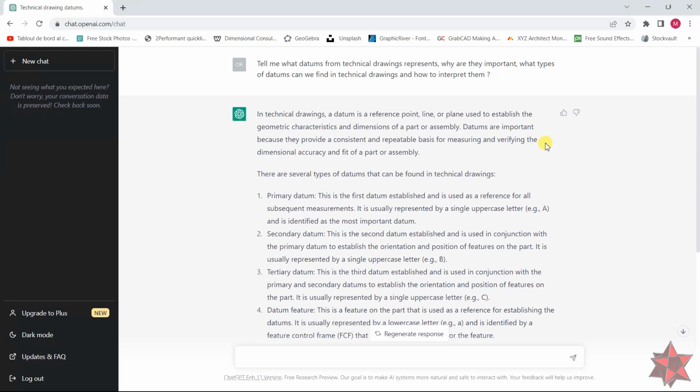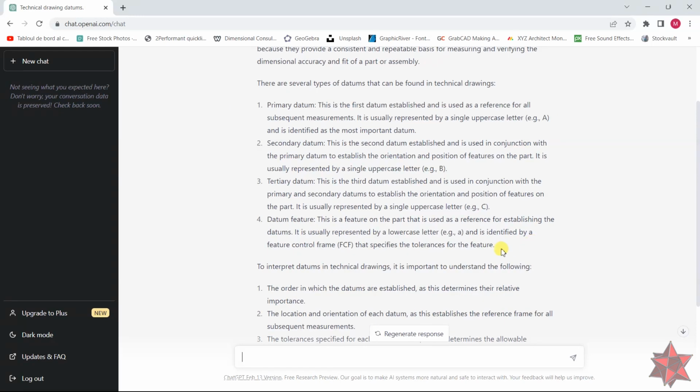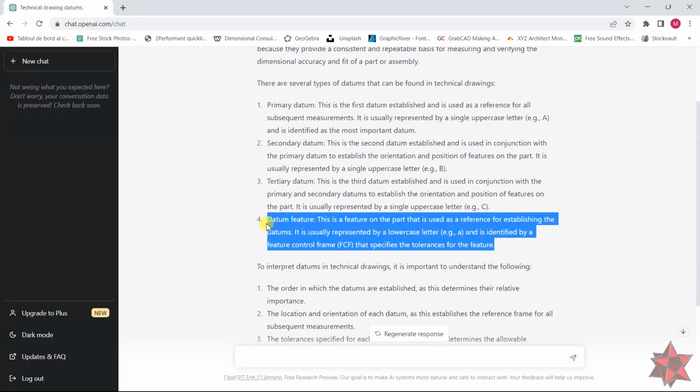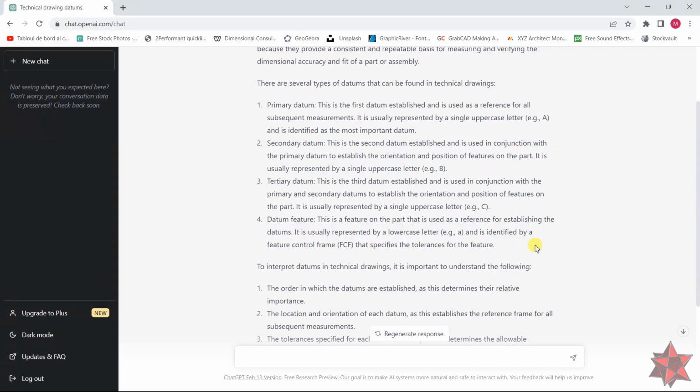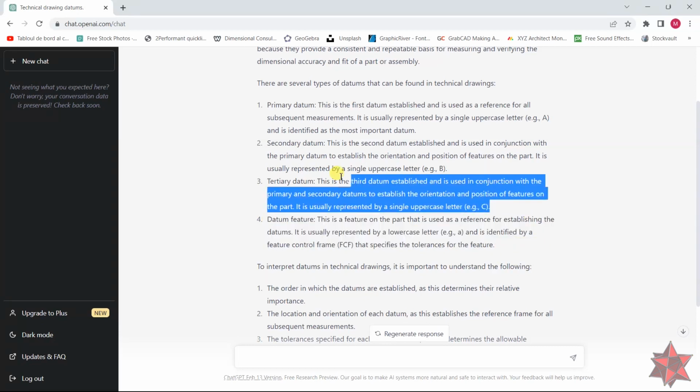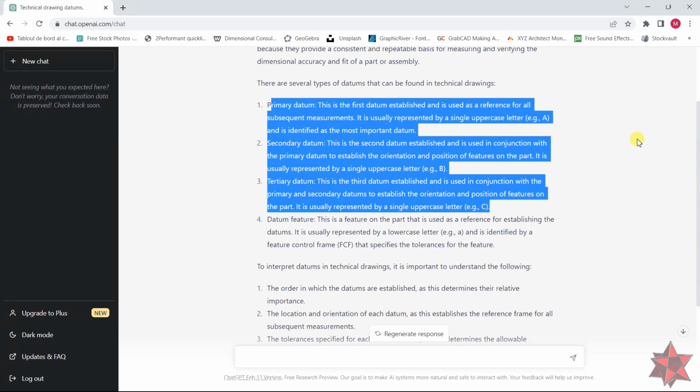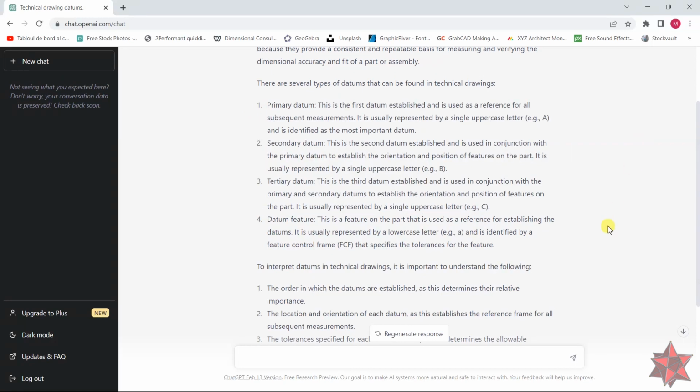Now let's see what else it wrote. Yeah, so don't take this into consideration. This is wrong. But for the primary, secondary and tertiary, I think it did a pretty good job. But I want to point out that it can provide wrong answers as well, so be careful.